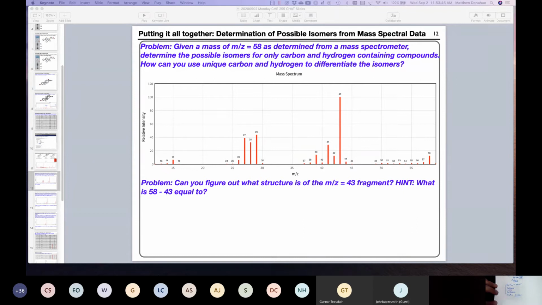So why don't you take a couple minutes and for this molecular formula, propose some isomers. You can either write those isomer names in the chat or you can show your camera with the actual structures. And so what that is going to do is get to the second part of the question here. How can you use unique carbon and hydrogen to differentiate the isomers?